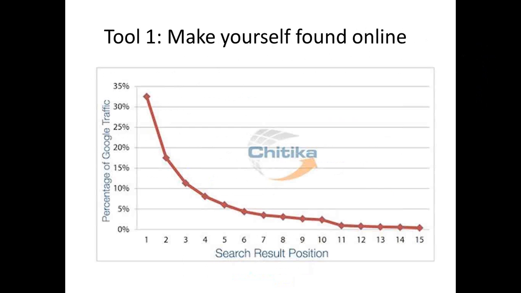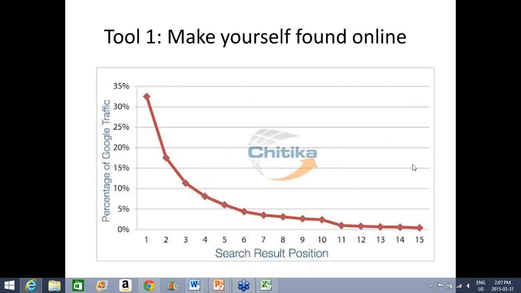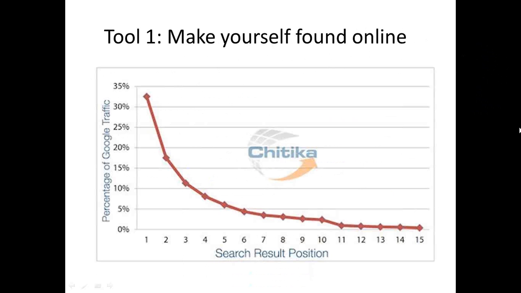So one, make yourself found online. Again, you go into Google and type in whatever city you live in, blank Chinese restaurant, blank car dealership, blank hair salon, whatever it is you're looking for. Obviously, you want the resources that are going to be found on the first page. And on average, people are not going to search what they're not seeing on the first page.